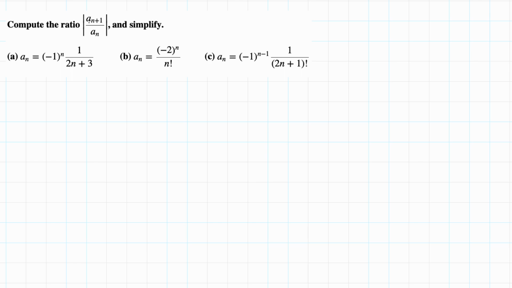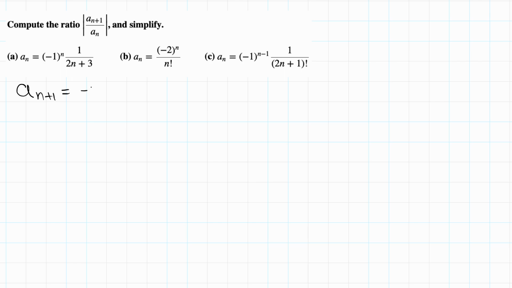Ratio a_{n+1} over a_n, absolute value, and simplify. So we got a_n. Now we need to find the ratio. Okay, so for a, the next term, a_{n+1}. We need to write n plus 1 wherever we have n. It's not simply plus 1 at the end. Replace n wherever we have it by n plus 1.